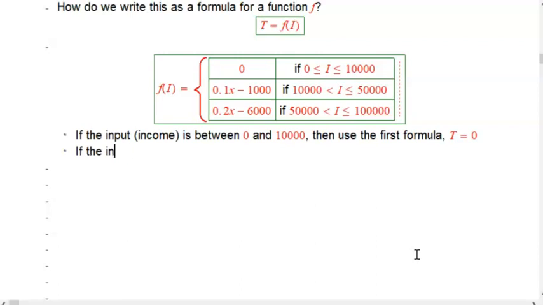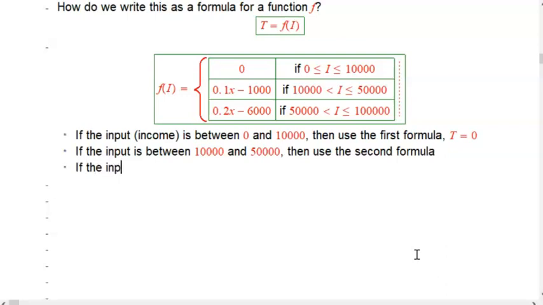If the input is between 10,000 and 50,000, there we go, then use the second formula. And if the input is between 50,000 and 100,000, then use the third formula.